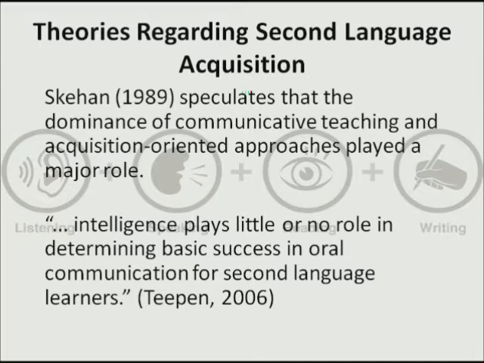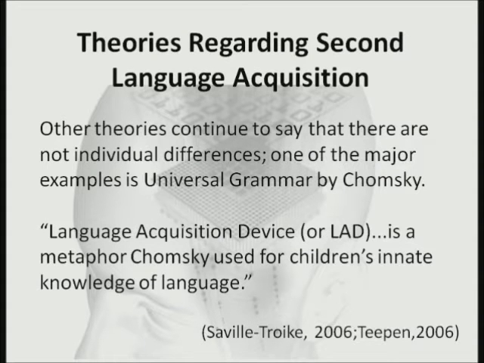Also, research shows that intelligence plays little or no role in determining basic success in oral communication for second language learners. This means that an ability is not going to determine if a learner can acquire or not one language. Moreover, all the theories continue to say that there are no individual differences.